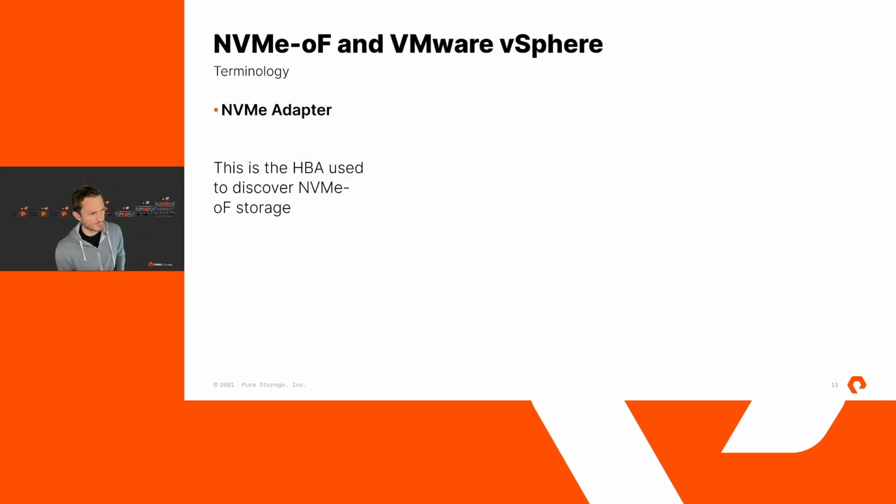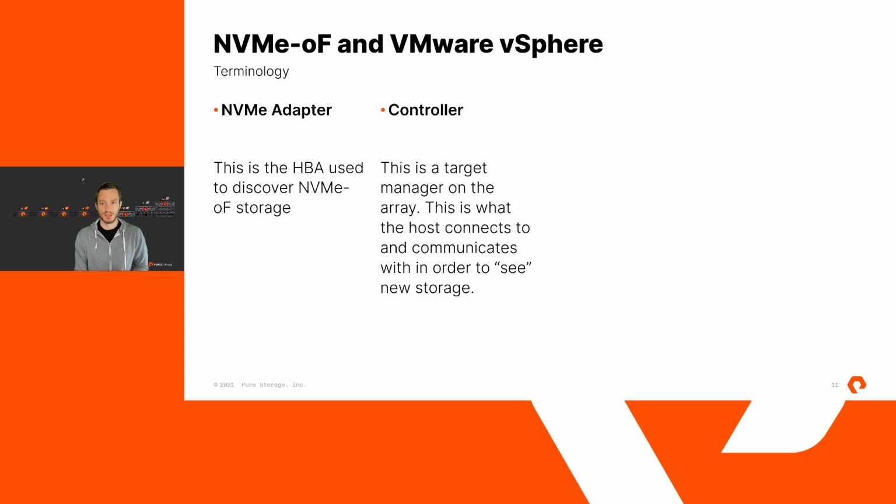So let's talk about some terminology. And this isn't necessarily specific to vSphere, but this, of course, matters when you're talking about NVMe over Fabrics and ESX. So first off, there's the NVMe adapter. The NVMe adapter is what discovers and presents the NVMe storage layer inside of VMware. This is where you see your NVMe storage devices. This is what discovers it and understands how to manage that and translate it back to the VMware layer.